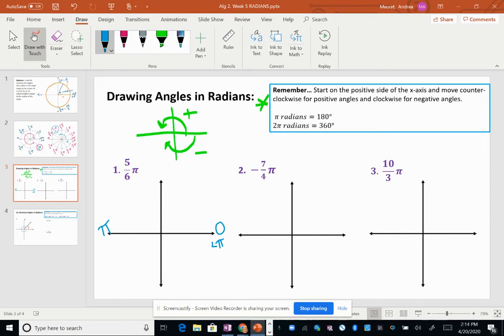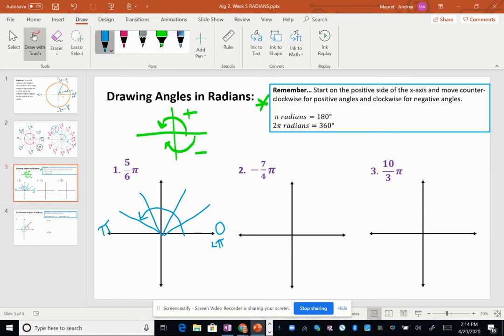5/6 is going to be less than 1, and so the angle is going to end up in the second quadrant. So one way that you can figure out exactly where it's going to be is you can think about, well, if I had to split the top half of the circle into 6 even spaces, they might look like this. There would be 3, and then that would make 6. And so to travel 5/6 of pi radians starting at 0, we would go right here and stop there.